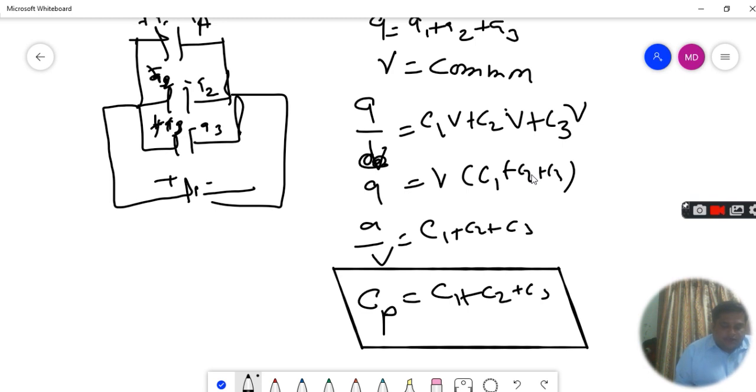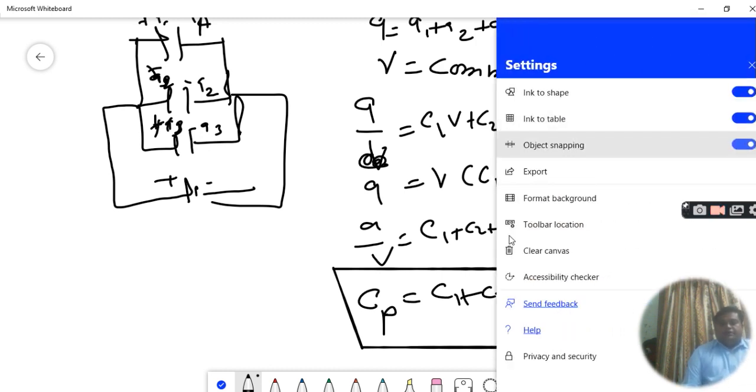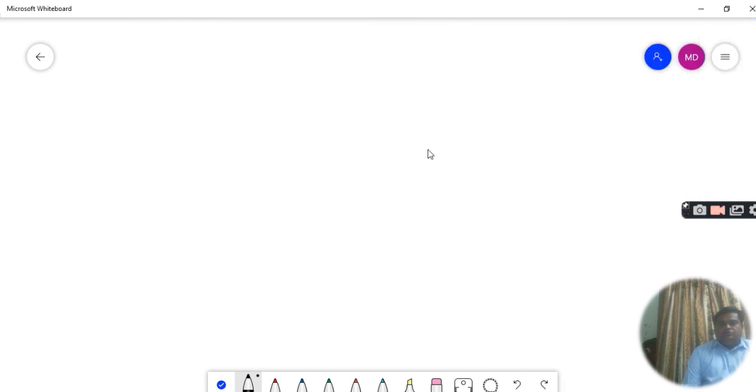When capacitors are connected in series, the charge is the same on each capacitor, as we already discussed. C equals Q by V, and for series-connected capacitors Q is the same, so V is proportional to 1 upon C. For parallel capacitors V is the same, so Q is proportional to C. That's it. Let's see the video so we understand how a capacitor works in an electrical circuit.